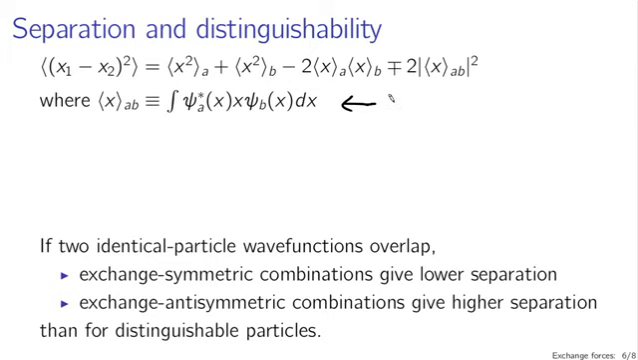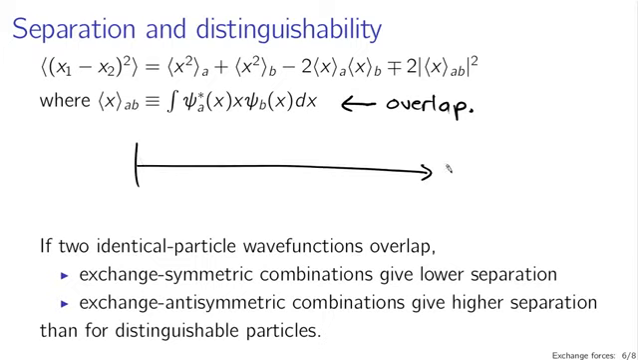This integral, in some sense, measures the overlap between these two wave functions. If the wave functions overlap, essentially, you're going to get different results. And what you get here, if I draw this out, let's say this is my delta x-axis, calculating the expected value of this separation. I guess I should label it separation instead of delta x. Our distinguishable particles result is here.